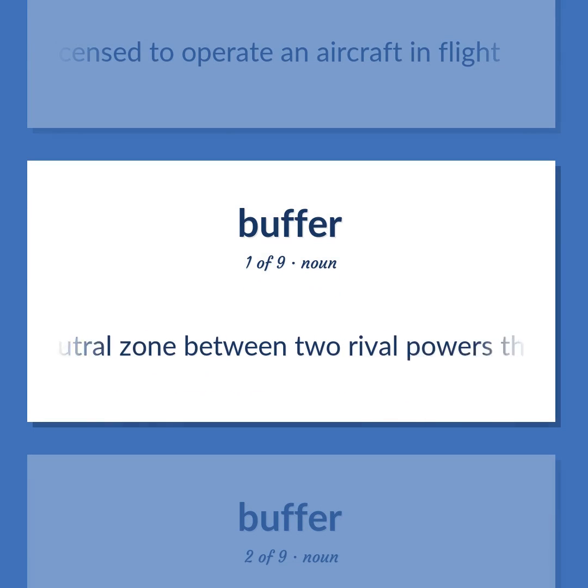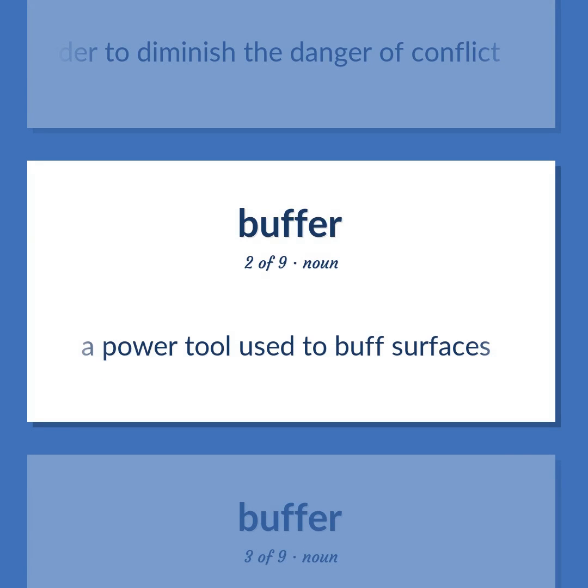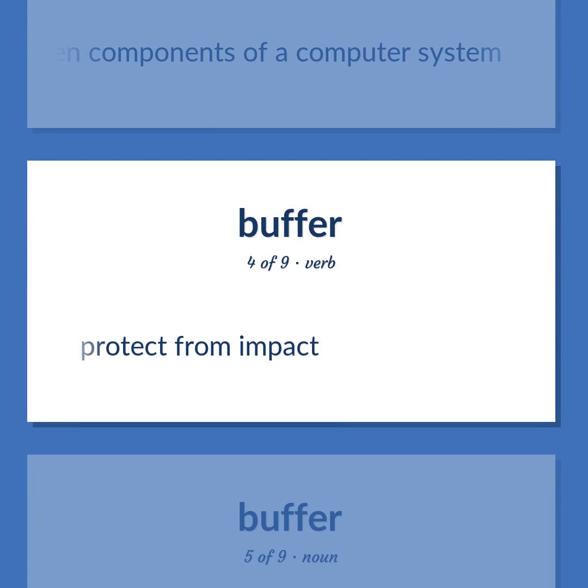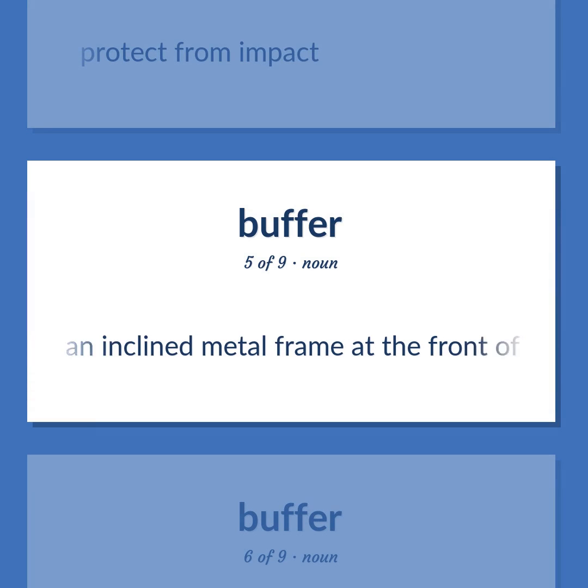A neutral zone between two rival powers that is created in order to diminish the danger of conflict. A power tool used to buff surfaces. Computer science. A part of RAM used for temporary storage of data that is waiting to be sent to a device. Used to compensate for differences in the rate of flow of data between components of a computer system. Protect from impact. An inclined metal frame at the front of a locomotive to clear the track.